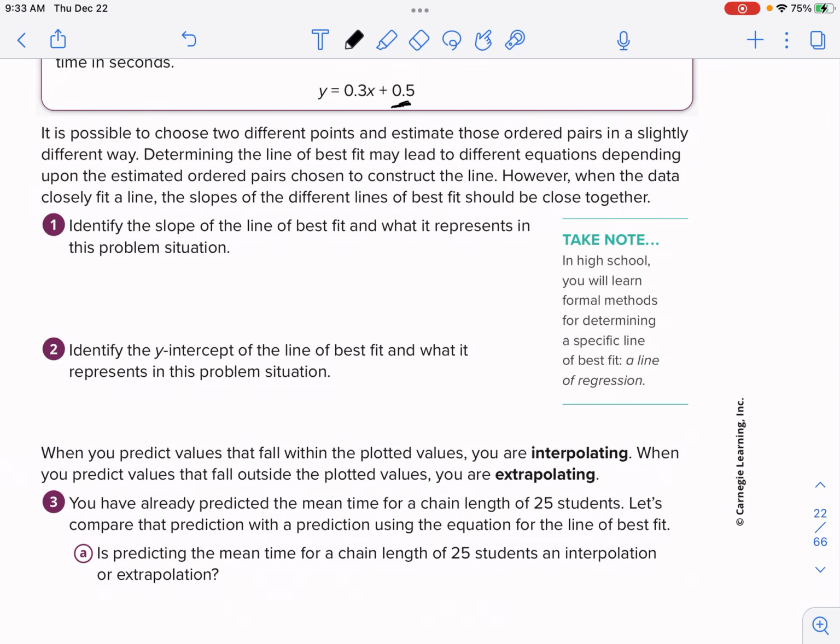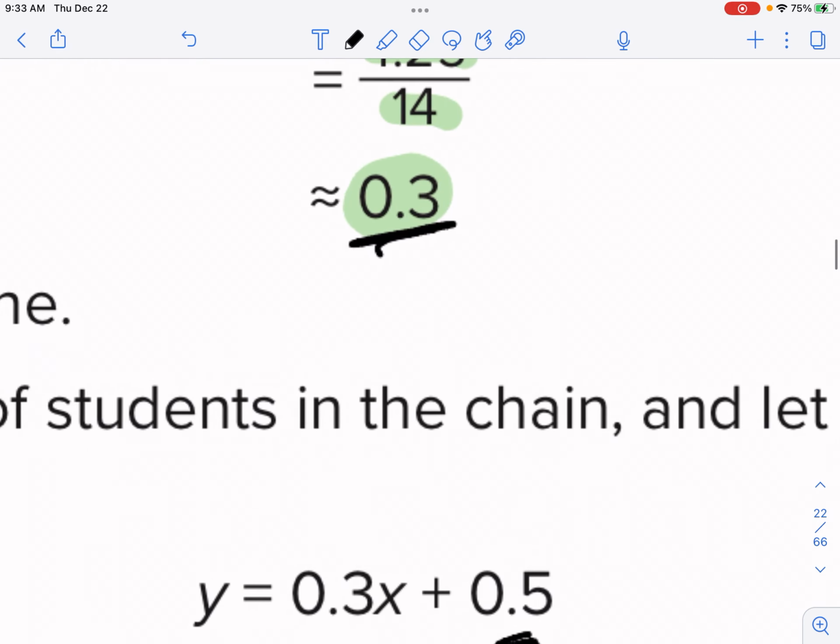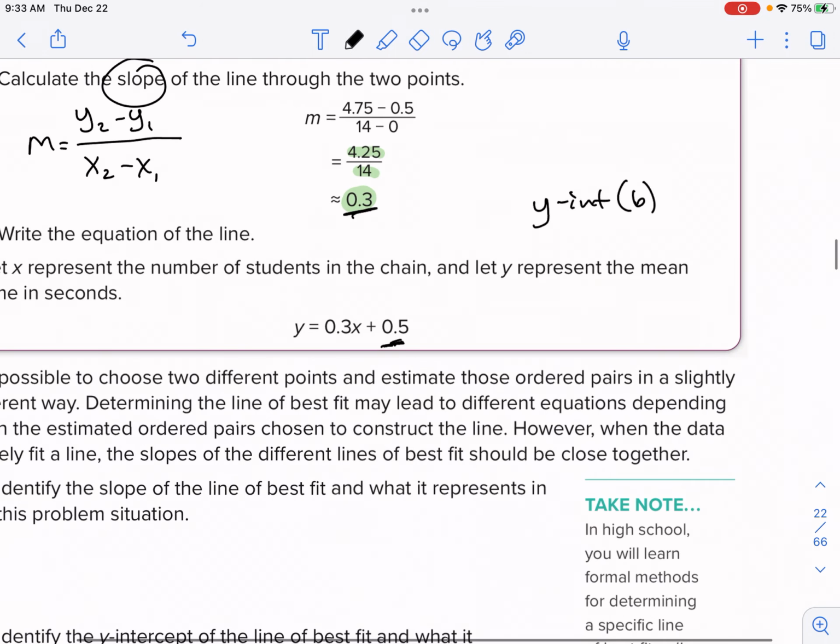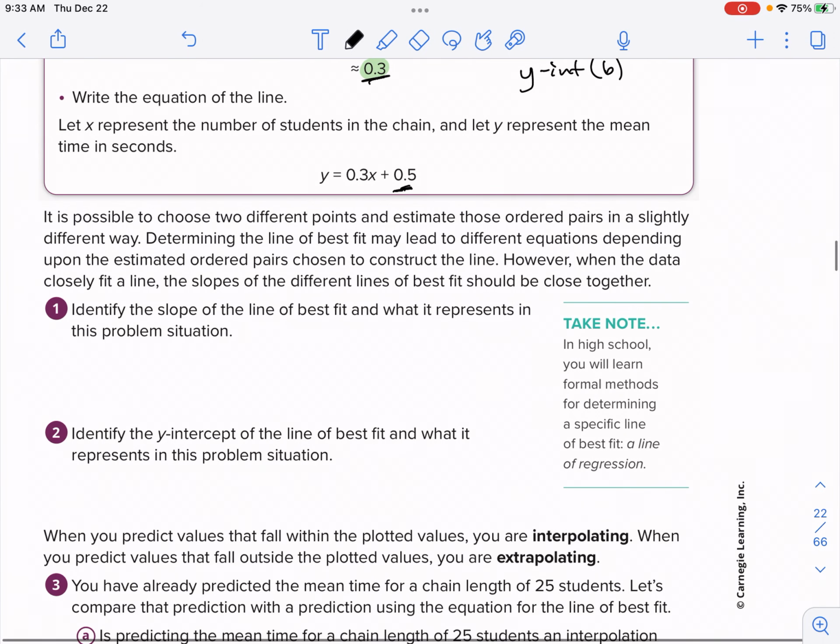So something roughly equal, and that's why we put approximately equal to instead of equal to. Okay, identify the slope of the line of fit and what it represents in the situation. So it is 0.3. I'll put m equal to 0.3, or approximately equal to maybe.